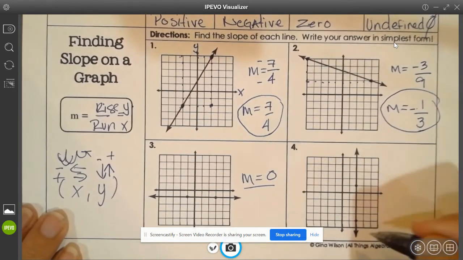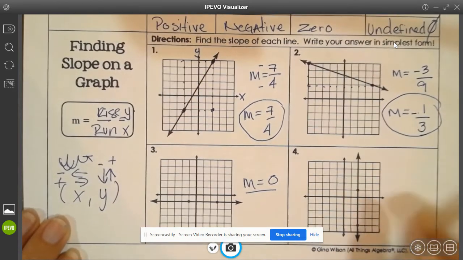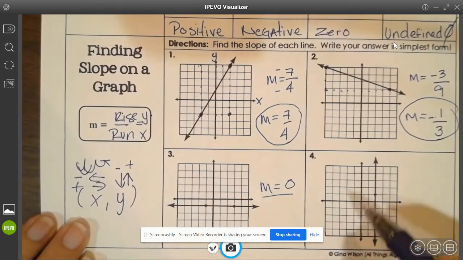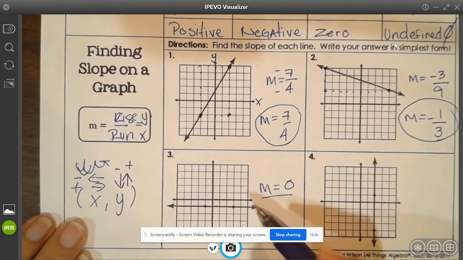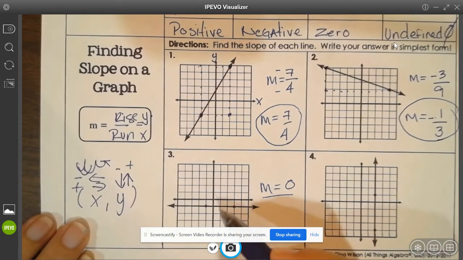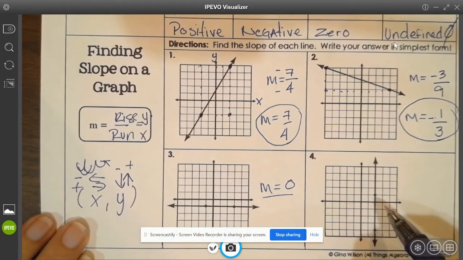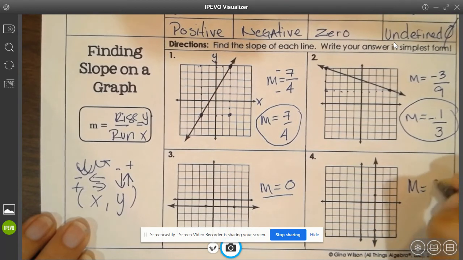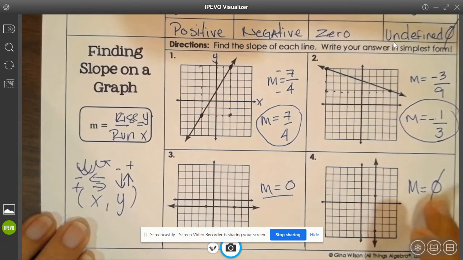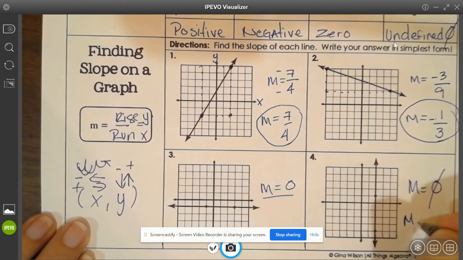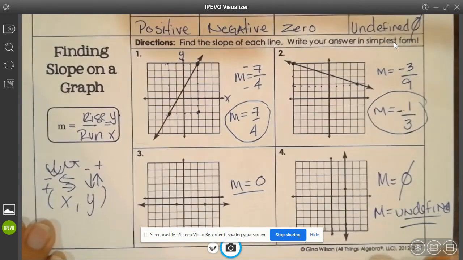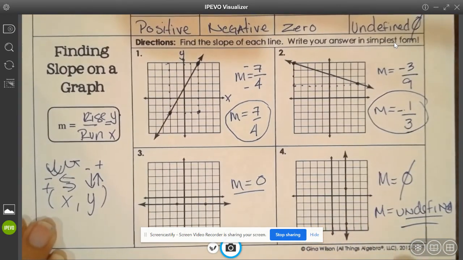Now it's on the right here. Check it out. This is undefined. There's no slope here. This is 0 slope, which means that there's no slope, but this one you can't even come up with it. So your slope, it's undefined. You can use this symbol or you can say undefined. Now make sure you let me know that you know this is undefined.